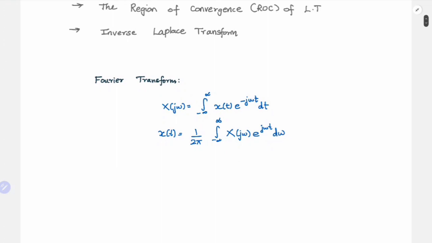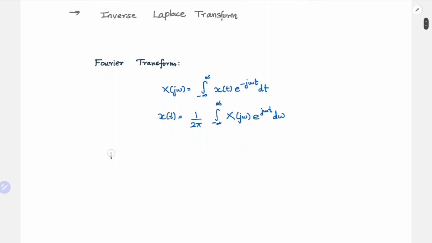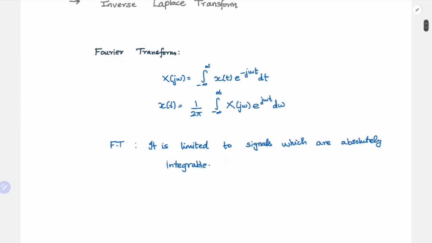So first we'll find the motivation for Laplace transform. If you see, Fourier transform is limited to signals which are absolutely integrable, right? So one thing is we want to extend this to other signals as well, so extend this to unstable systems also.